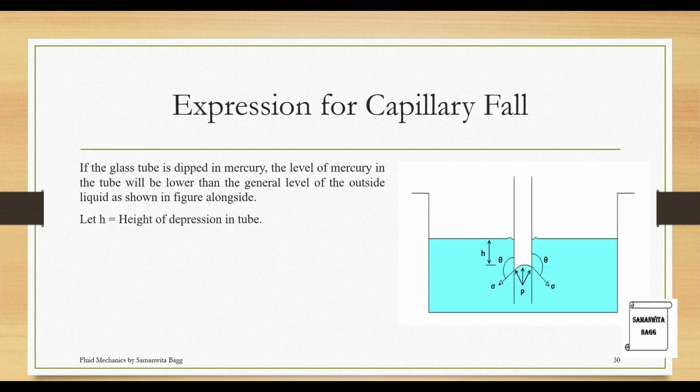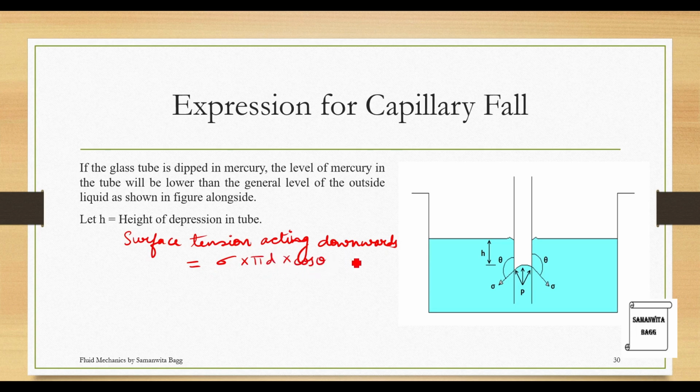Now again, here for equilibrium we need to have two forces. So the first force will be the downward force which is going to act. So we are going to first talk about the surface tension, which is acting downwards. So this will be nothing but sigma into circumference into cos of theta. So this will be my first formula, and I have to equate this with another force.